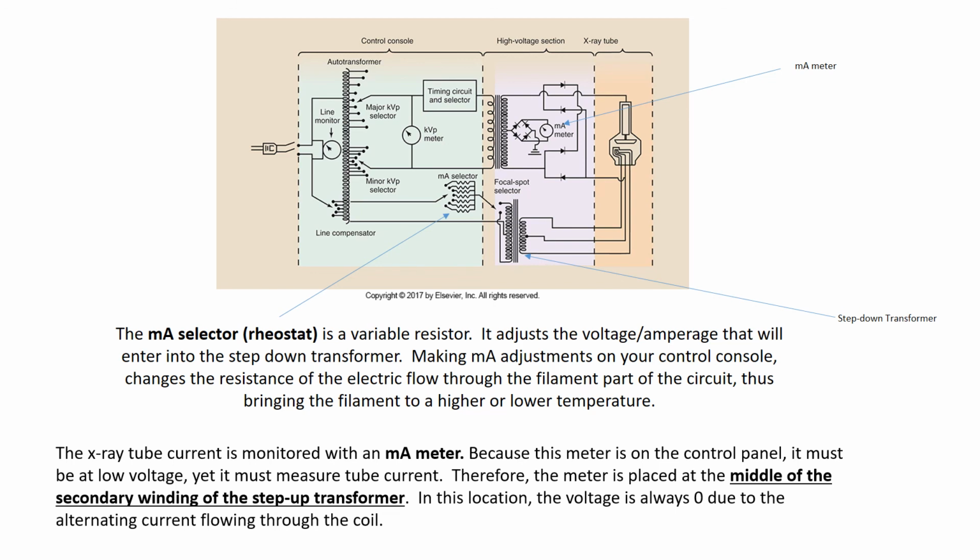In this location, and only at that location on that coil, the voltage is always 0 due to the alternating current flowing through the coil. And we'll get more into that when we talk about the step-up transformer. But in that position right now, I just need you to know the MA meter is located at the middle of the secondary winding of the step-up transformer.